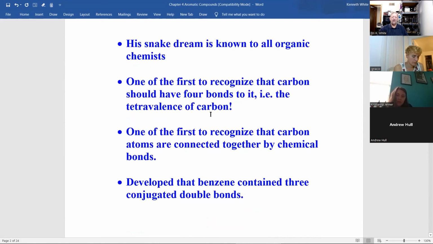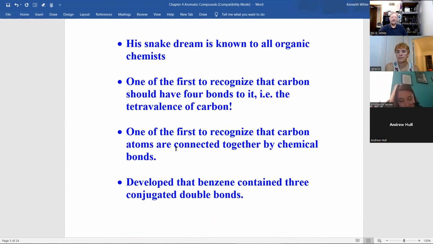Now, that alone would be a lifetime achievement, but he did a few other minor things. He was the first one to recognize there should be 4 bonds to carbon. That's a lifetime achievement. He was also the first one to recognize that carbon atoms can be connected together by chemical bonds, like you saw in propane and butane, to make chains. And that's a lifetime achievement.